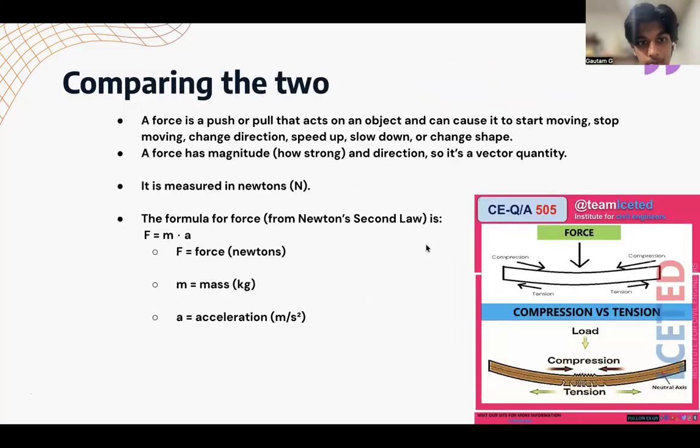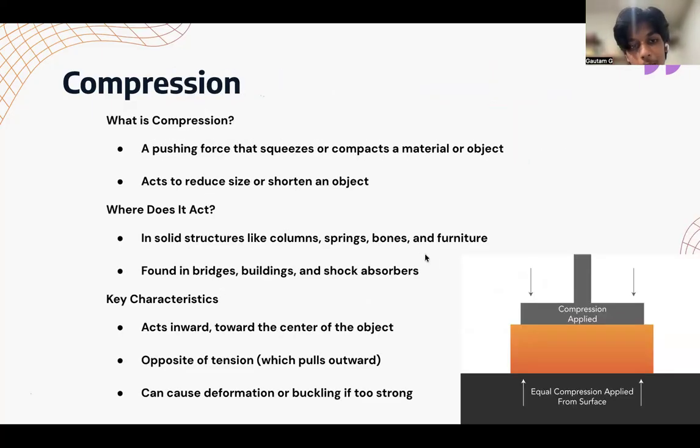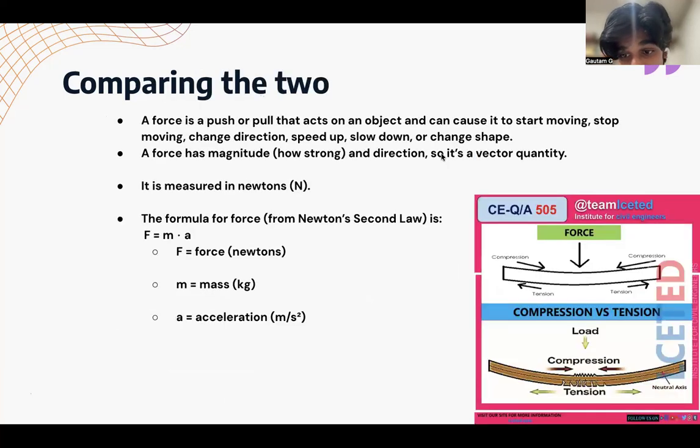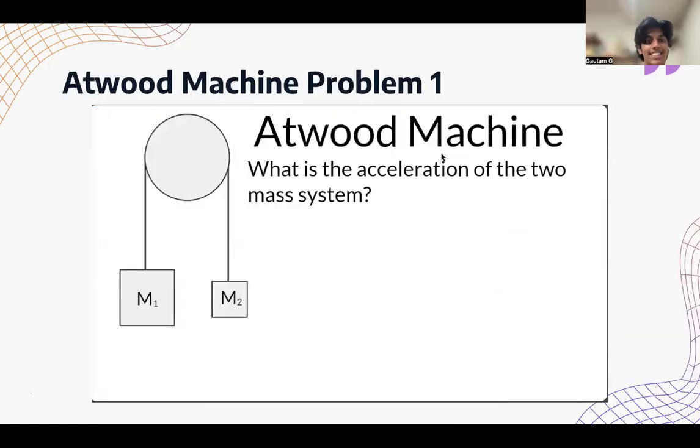Oh my God. You guys know what compression is. Basically, compression is like you're compressing an object, and it applies an equal force. I don't want to deal with this. Oh, you guys did this last time. Yeah, I know you did this last time. I just wanted to cover the tension part because that's important. I'm going to skip that. Okay, this is a fun one.